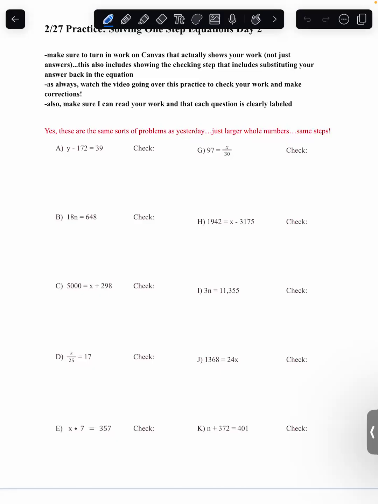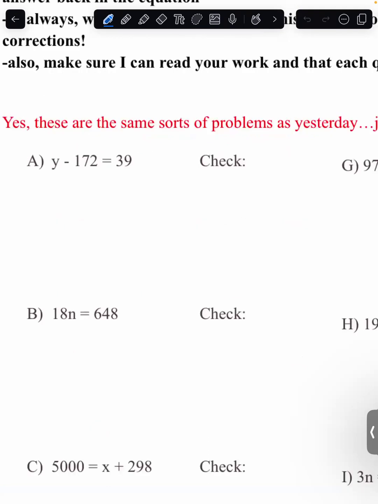All right, so we're on 227. Similar sort of stuff to 226, just some bigger numbers, and I mixed up the different operations so that you could work on isolating the variable, right? Doing inverse operations with different sorts of problems.